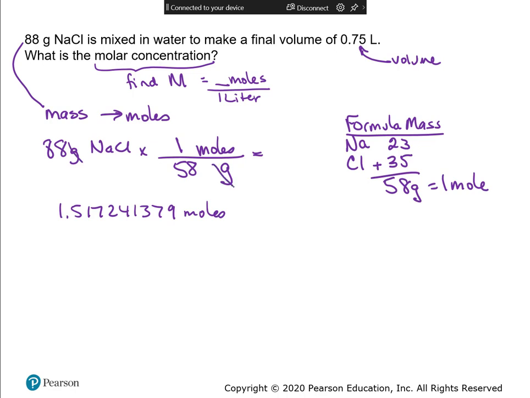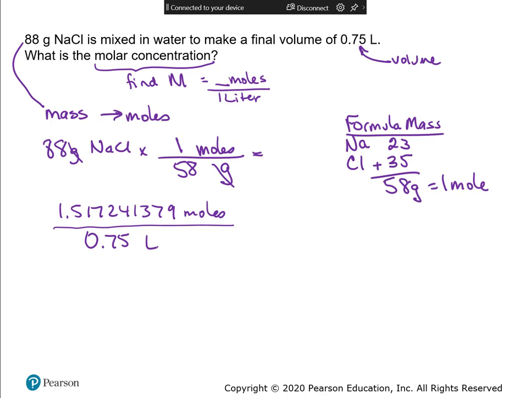Everybody got that? So I don't want to round that, because I have to divide this number by what? I want to know molarity, so I have to divide it by the volume. So what's my volume? 0.75 liters. And it's in liters, so I don't have to change anything. So if you're given the mass amount, you've got to find the moles, and then just divide it by the volume. Make sure your volume's in liters.